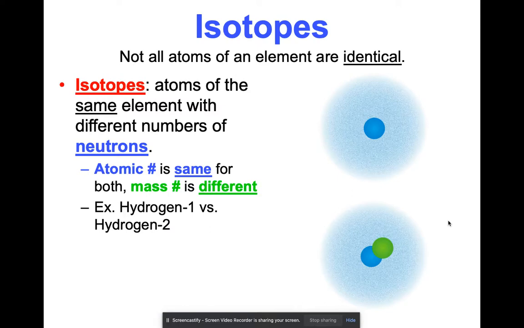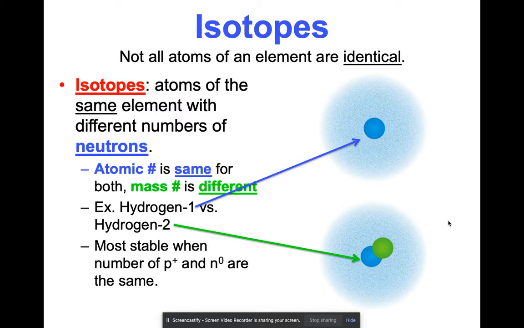Okay, so an example would be hydrogen 1 versus hydrogen 2. Hydrogen 1 looks like this: you have 1 proton, no neutrons. And with hydrogen 2, you have 1 proton and 1 neutron. These isotopes are more stable when the number of protons and neutrons are the same. Isotopes can be very unstable. That's why they prefer to have even protons and neutrons. That's why hydrogen 1 is more stable than hydrogen 2.